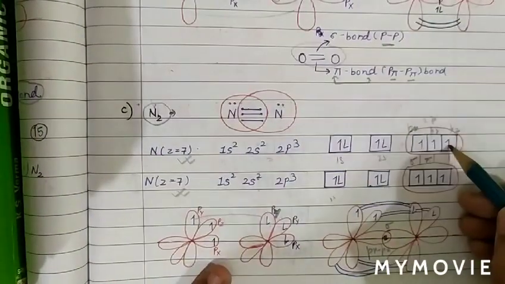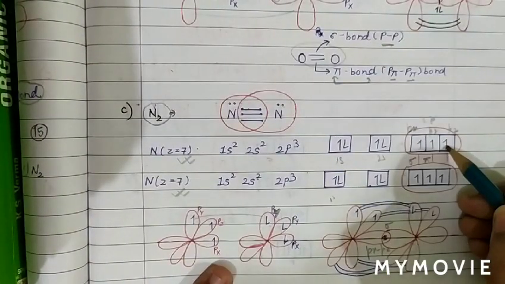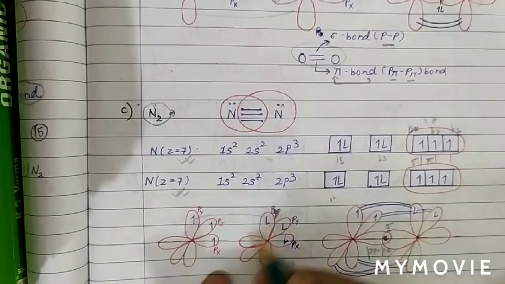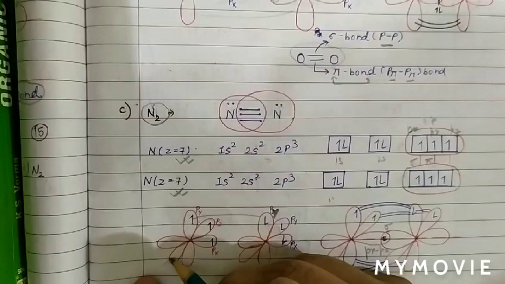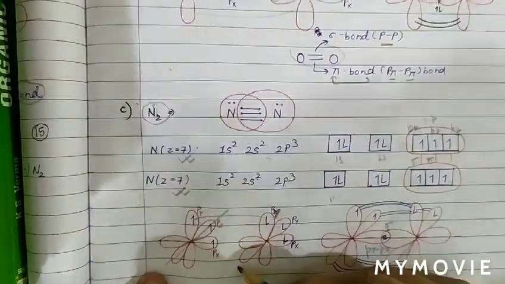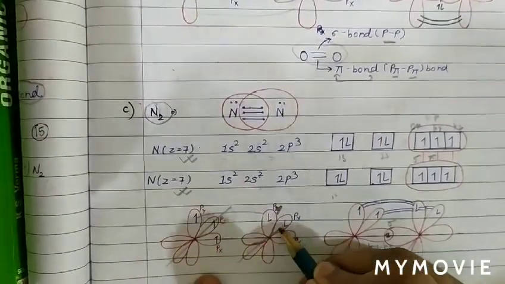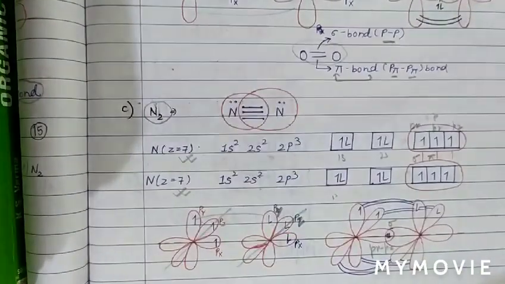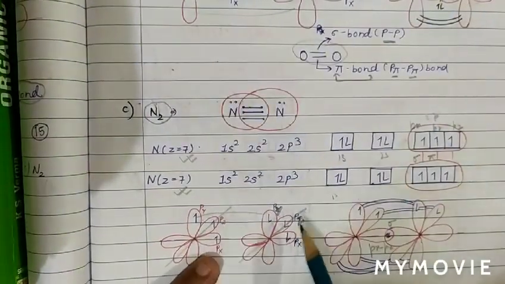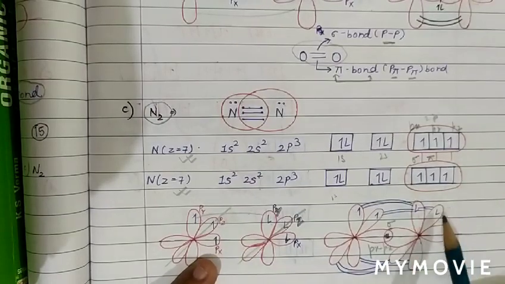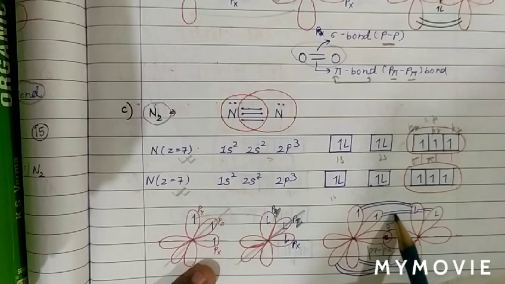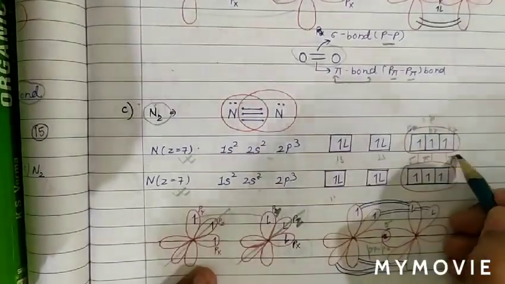Now another orbital having an unpaired electron is in z. So z is also perpendicular. This is pz. For overlapping to take place, the other orbital must also be pz, because the axes must be parallel to each other. This pz and this pz both have an unpaired electron, so sideways overlapping takes place between these two orbitals, and again a pi bond is formed.